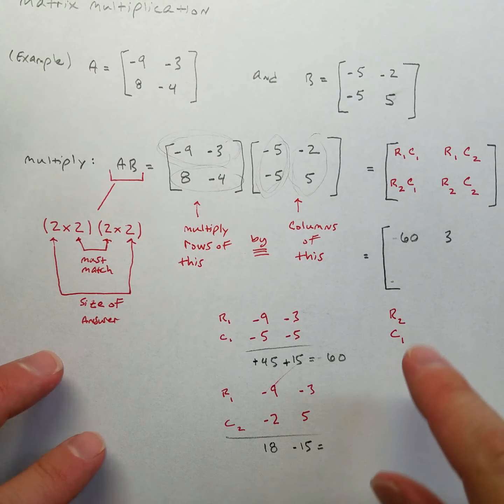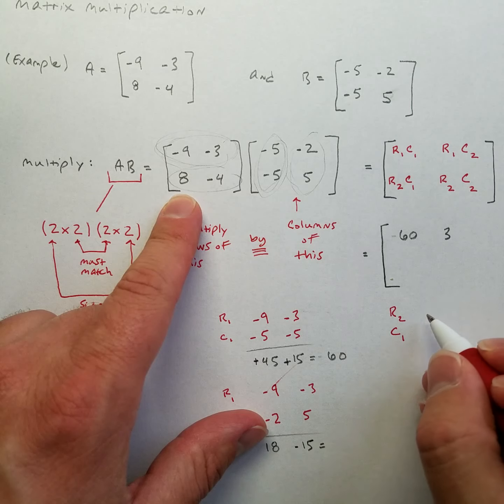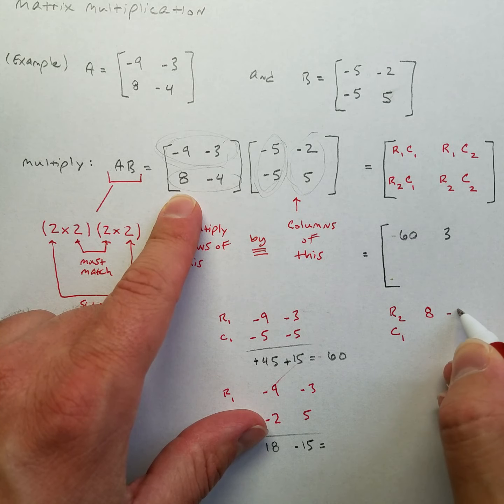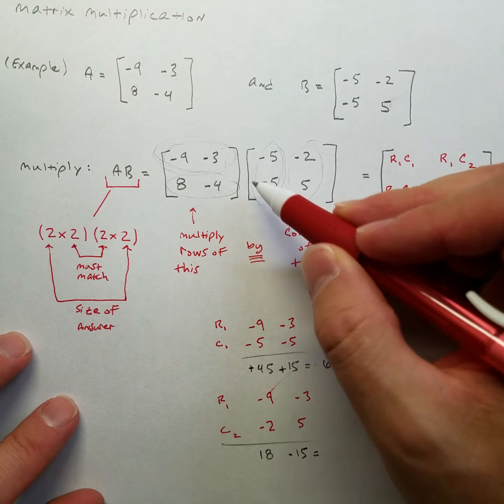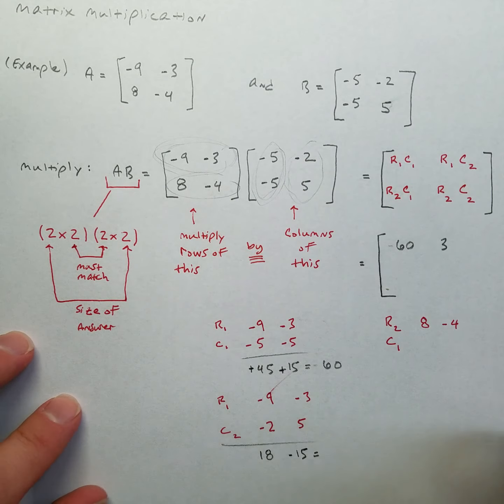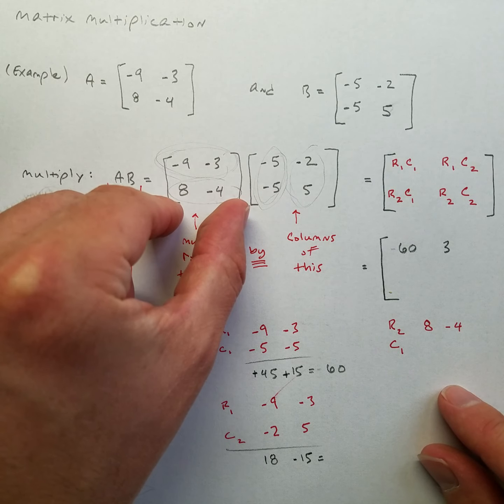Okay, so imagine that we have row 2 right there, 8 and negative 4. And then we multiply that times column 1. And how do I mean that we multiply it by column 1? We take this, we turn it sideways, we put it right there.